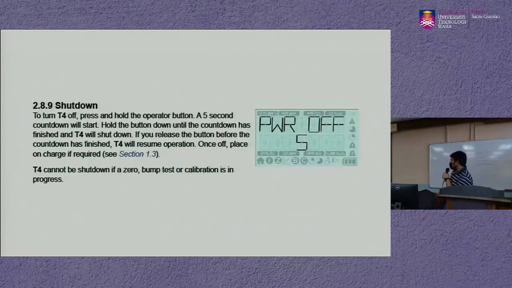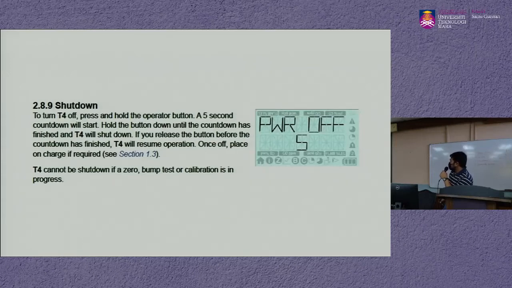Okay, shutdown is quite easy. Just to turn T4 off, press and hold the operator button. A 5-second countdown will start. Hold the button down until the countdown has finished and T4 will shut down. If you release the button before the countdown has finished, T4 will resume operation. Once off, place it on a charge if required.